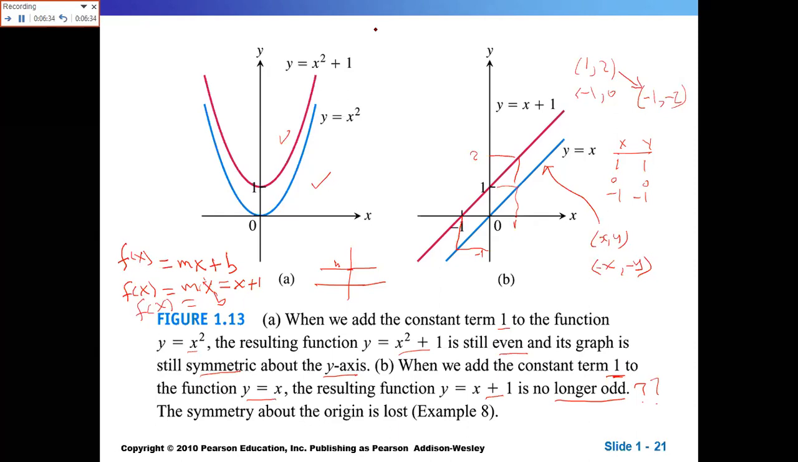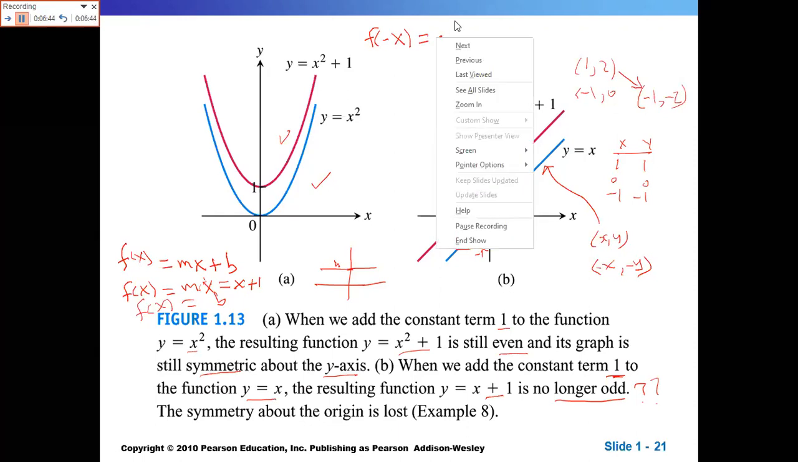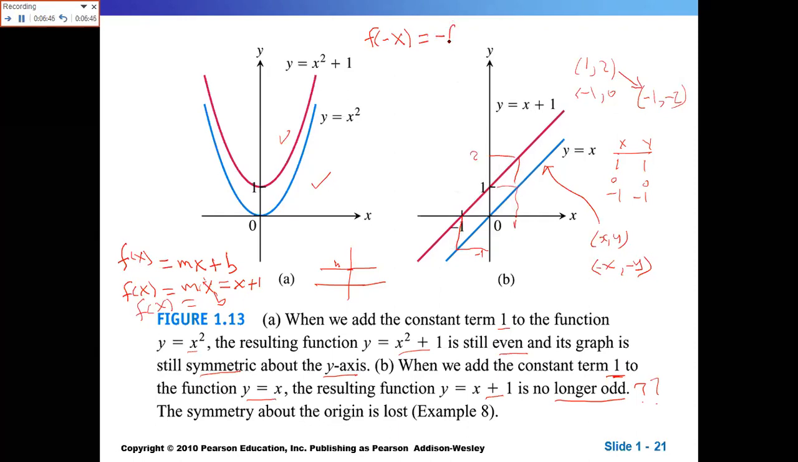I'm going to go ahead and use the formula f of negative x. To be odd, it will be equal to what? Negative f of x. Excellent. Okay? F of negative x should be equal to negative f of x. Okay? Let's do it for this line. So f of negative x will give me what?